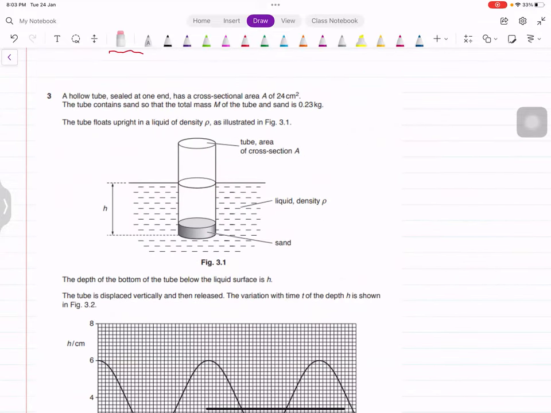In this question, it says the tube area of cross section A is given to you, where they have shown H as the height, which is under probably some liquid or whatever.